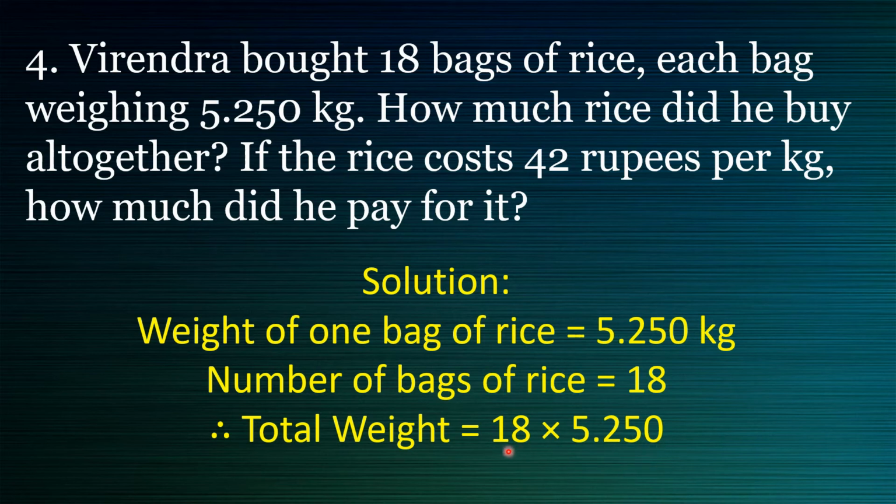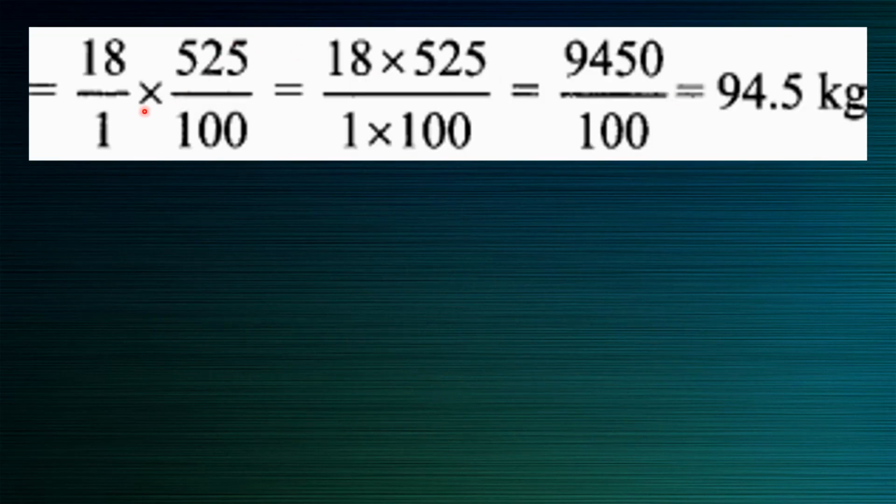So now here total weight is equal to 18 multiplied by 5.250. So students, here you can see 18 is a whole number and 5.250 is a decimal fraction. So now we will convert this into common fraction and then we will multiply. So here you can see for 18 we have written 18 upon 1 multiplied by 525 upon 100. So now we will multiply this. 18 multiplied by 525 upon 1 multiplied by 100. So 18 multiplied by 525 is equal to 9450 upon 100. So that is equal to 94.5 kg.